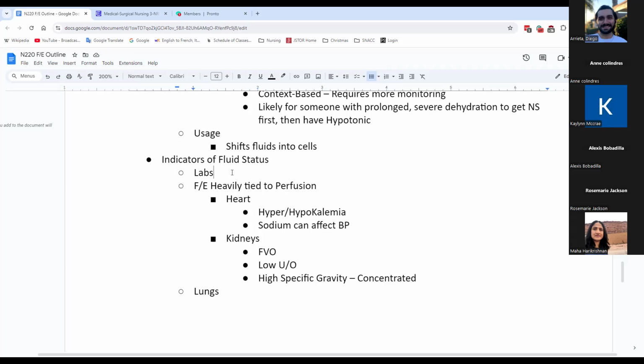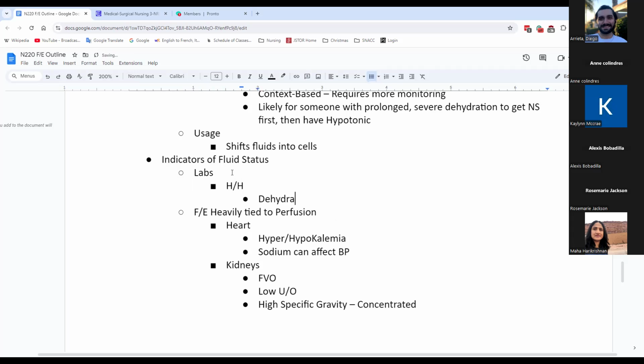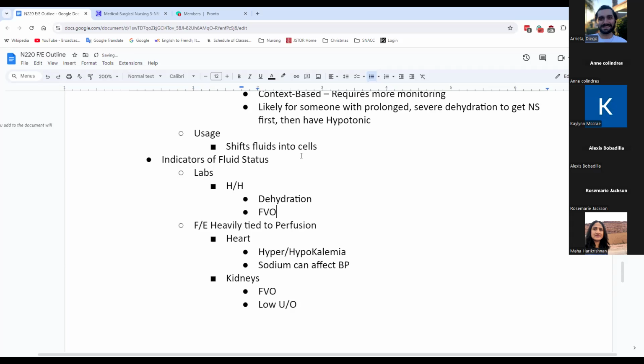Yep. So some labs here we can include are your H and H. So how's your H and H when you're dehydrated? It's going to be increased. And when you're FBO, it's going to be decreased.